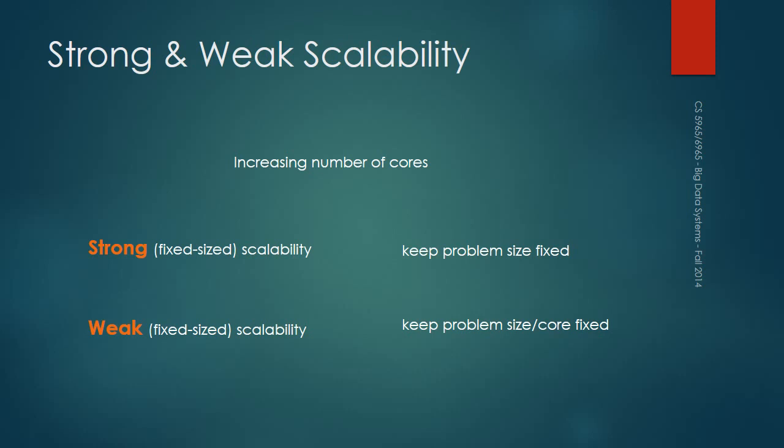The other one is actually a little bit easier to realize, which is weak scalability, which means that you keep the problem size per processing unit fixed. So this is the other case I talked about, which is that the problem size per computer or per process, per core, whatever unit you're using, is fixed. So if I have a larger problem to solve, I throw in more resources.